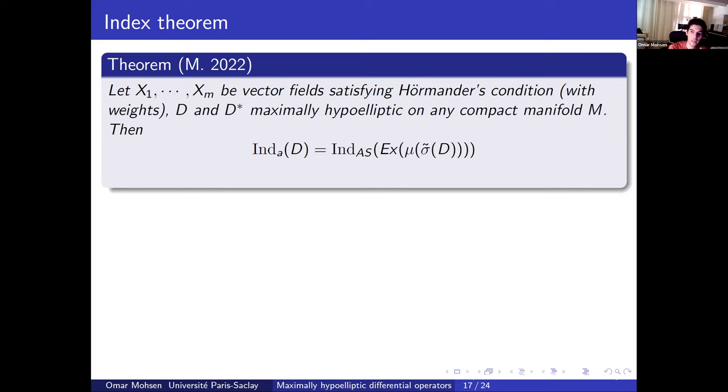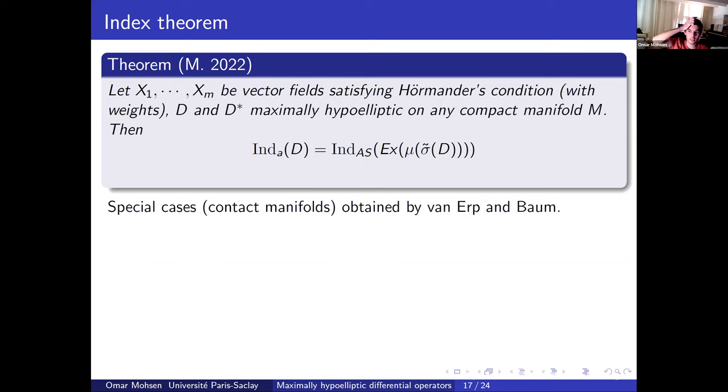So if the manifold is a contact manifold and the vector fields span the contact structure, then this theorem was already obtained by van Erp and Paul Baum. In this case, the groups are of rank two. But to my knowledge, this wasn't known other than in this case.